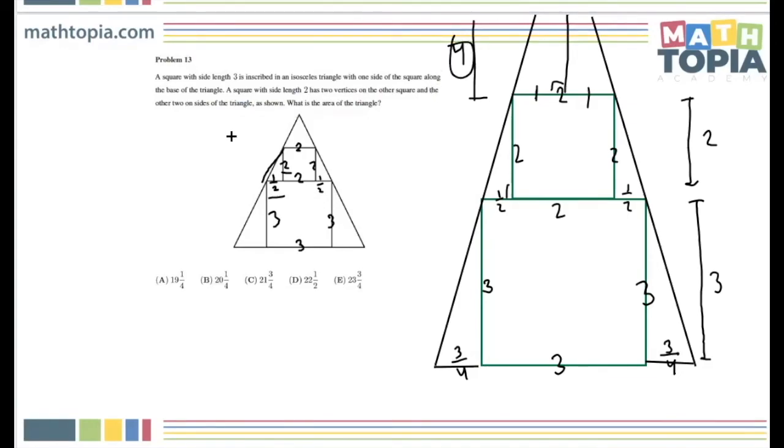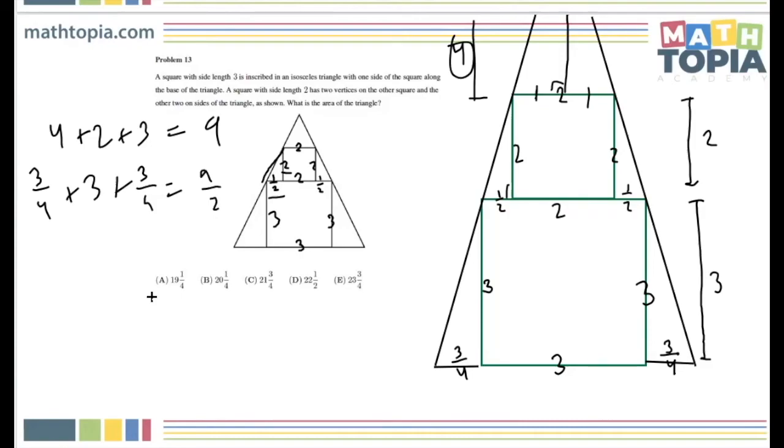The altitude is 4. So for the total area of the entire triangle, the height is 4 plus 2 plus 3, which gives us 9. The base is 3/4 plus 3 plus 3/4, which gives us 9/2. So the area is just going to be 9 times 9/2 over 2, which is going to give us 81/4, which is 20 1/4. So that would be answer choice B.